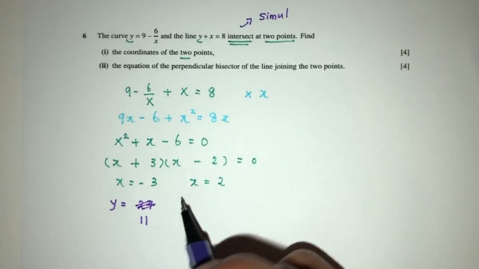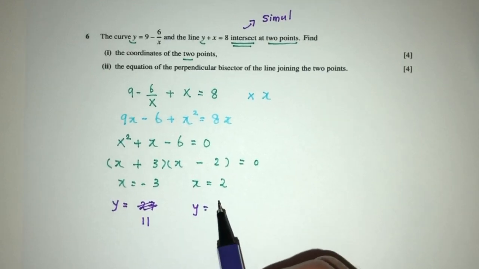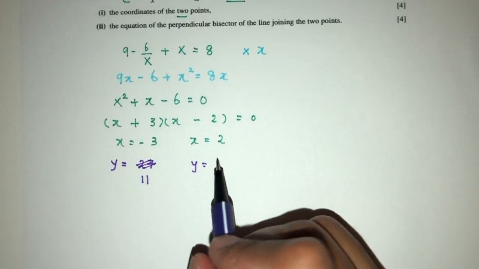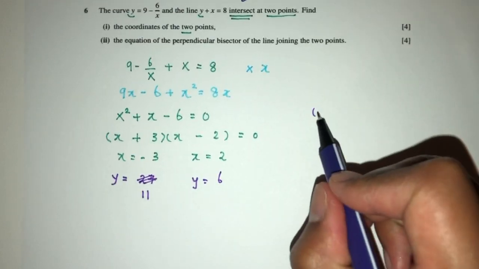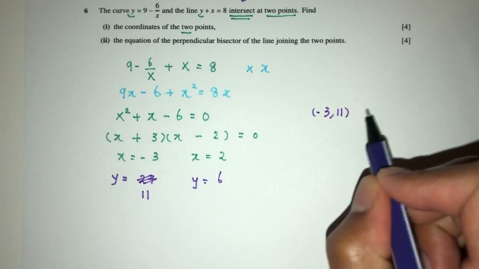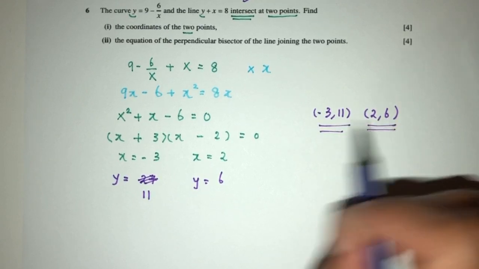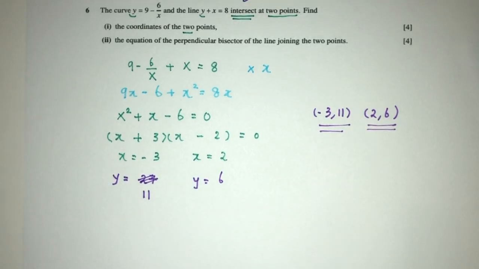Right. Now for this one, y will be 9 minus 6 over 2. That should be 9 minus 3. That should be 6. So the points will be, first one is minus 3, 11. And then we have 2, 6. So these two are the points of intersection. That is part 1 of your question.